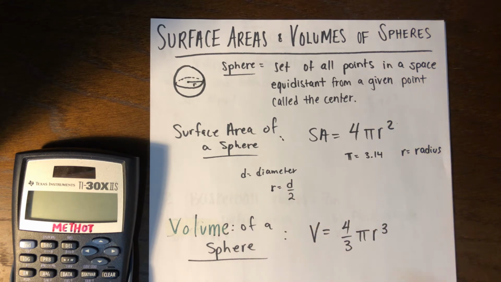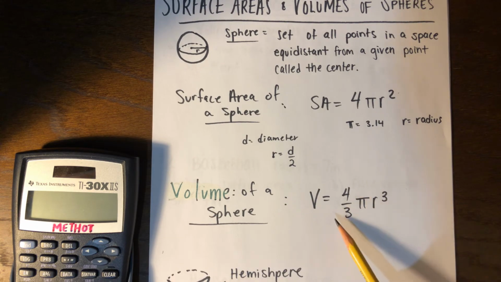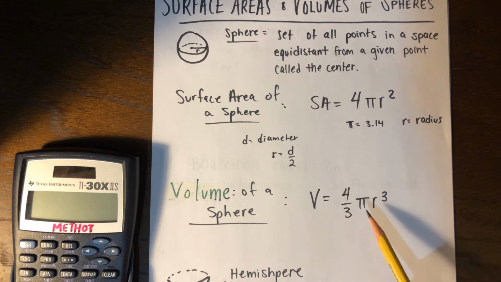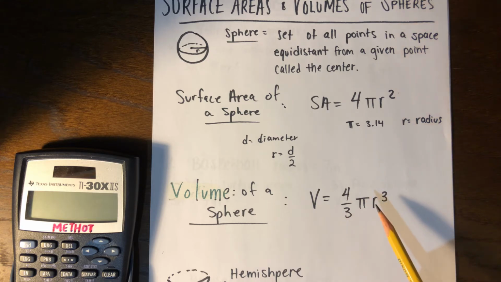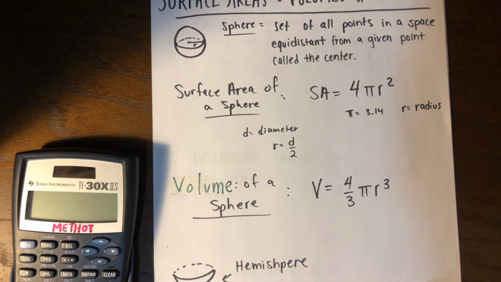Okay, when it comes to the volume of a sphere, we are going to have the formula V equals 4/3 pi times r cubed this time, okay? Now, we're going to be using those formulas in just a second.